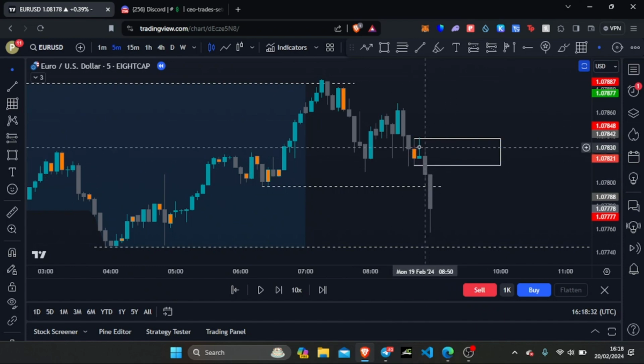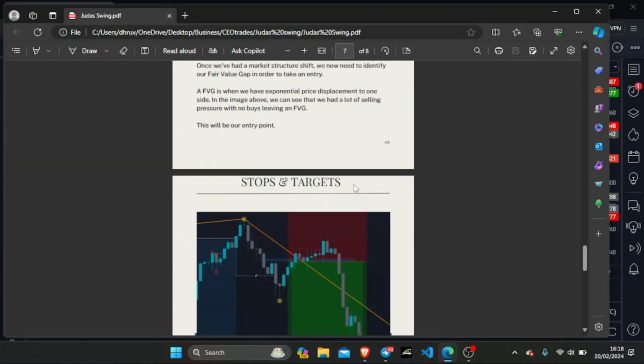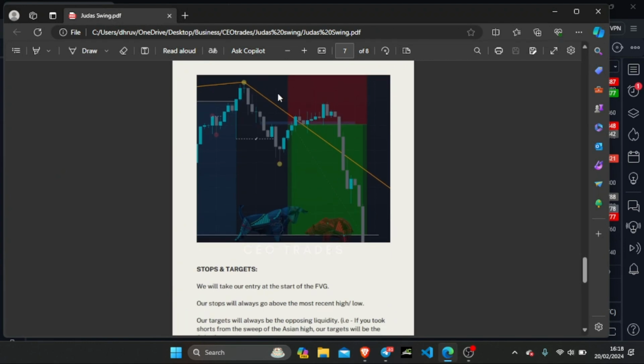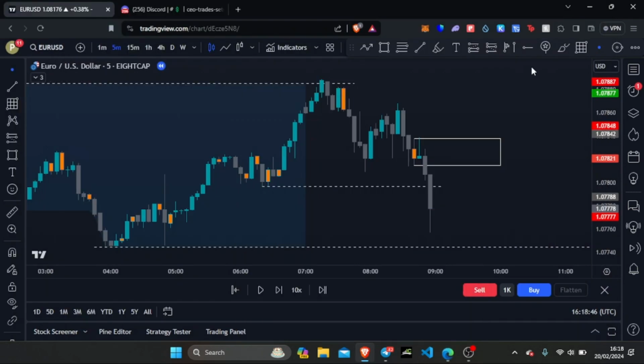Once we've identified where we are going to take our entry from, going back to the framework, we simply put our stops right above the local high, and we always target the opposing liquidity as our exit.